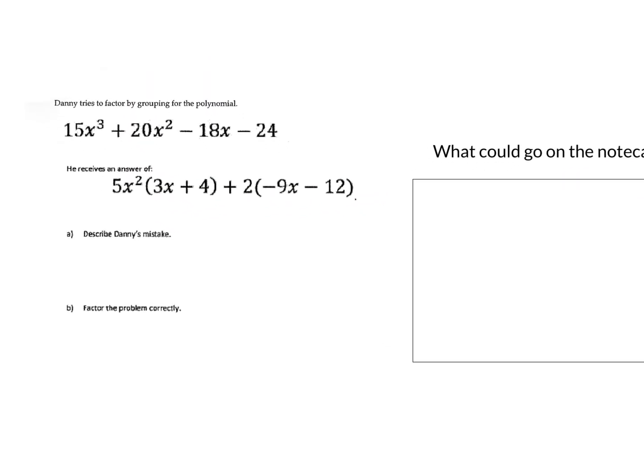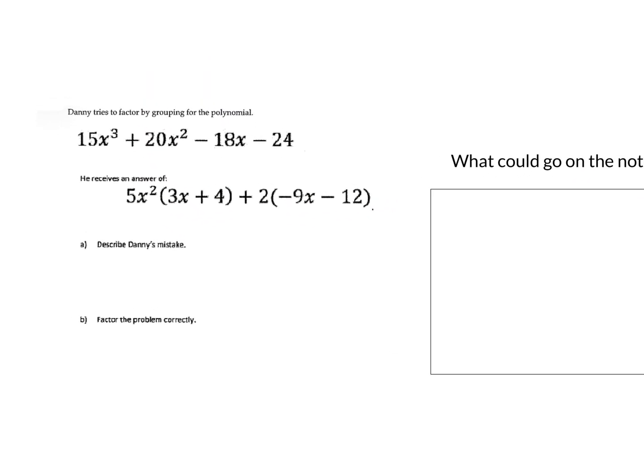Danny tries to factor by grouping and does that. Okay. Well, let's see what he did. You're supposed to focus on one pair of terms at a time. We have the blue bracket pair. Did he handle that correctly? He took out a 5x squared, and that's a 3x, and that is a 4.